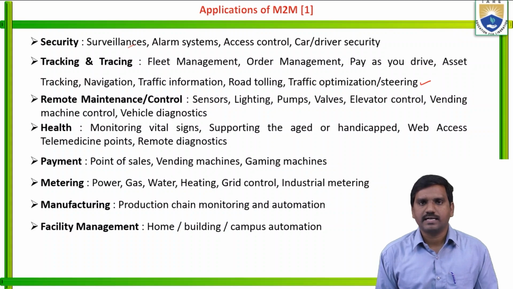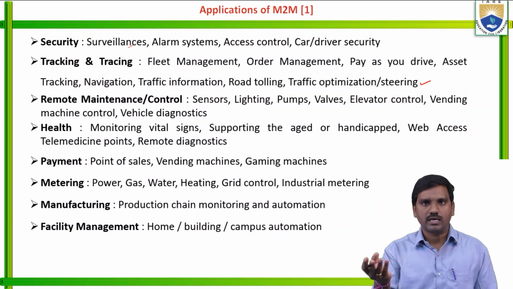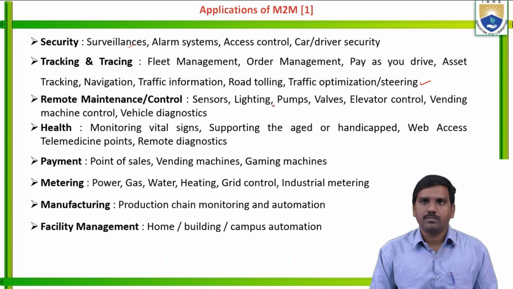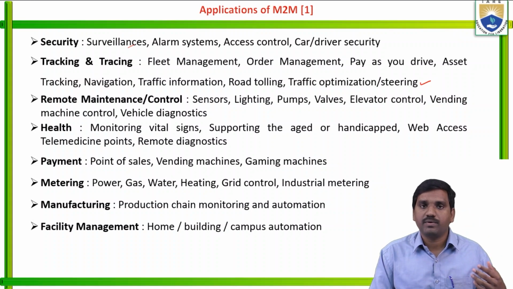Next, remote maintenance and control. For example, in this room we have a camera and a TV. Without going there, you can operate them with remote control. That is one of the applications. In remote maintenance and control, we have sensors, lighting, pumps, valves, elevator control, vending machine control, and vehicle diagnostics centers.